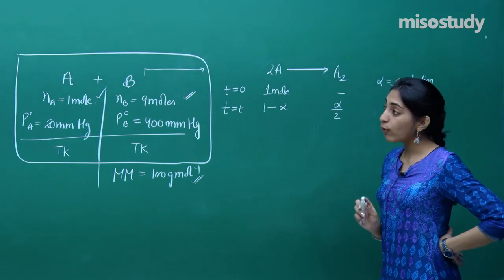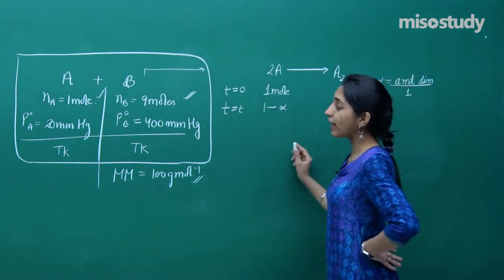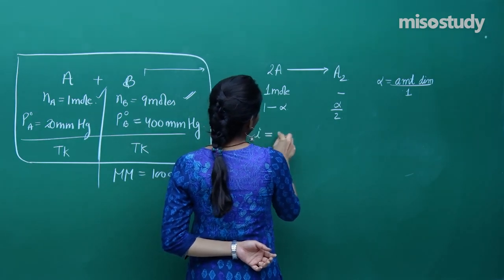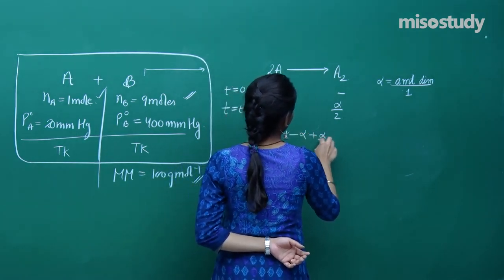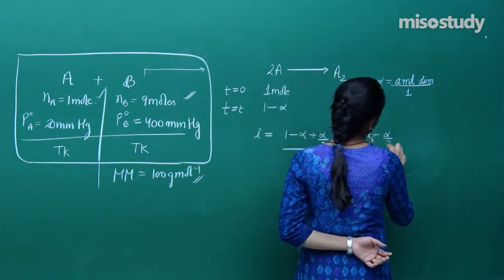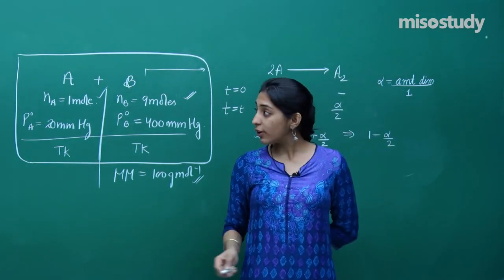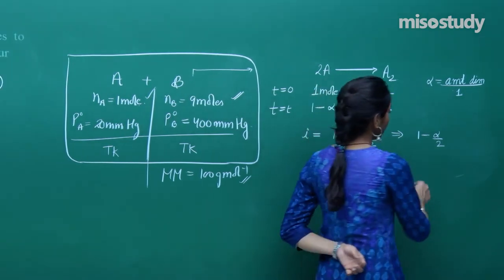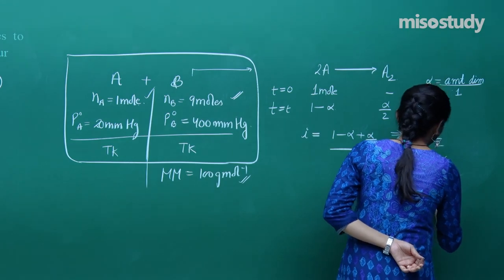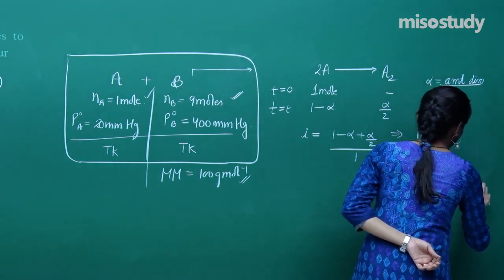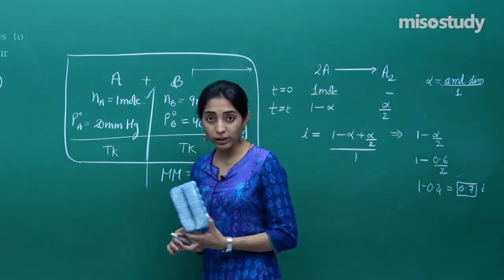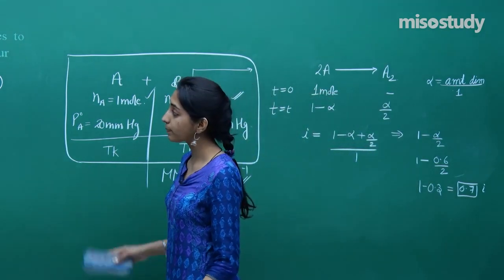Okay. Now if I move further, can you calculate the value of I? So I will be 1 minus alpha plus alpha by 2 to be divided by 1, which becomes 1 minus alpha by 2. Alpha is given to 60%. So that means 0.6. 1 minus 0.6 divided by 2, 1 minus 0.3, 0.7. So the value of I in this particular question comes out to be 0.7.